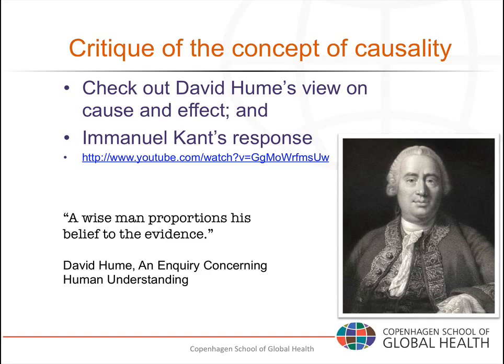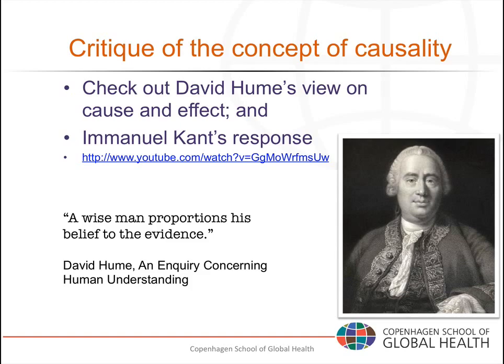highlighting the critique of David Hume, his view on cause and effect, where he essentially says that we cannot prove causality, but we are always misled by the temporal relationship. Just because one follows the other, we often assume causality. But Immanuel Kant then also in the 18th century formulated a response. It's worthwhile checking out those philosophers, especially David Hume. Can be quoted with a lot of interesting quotes. I pulled out one: a wise man proportions his belief to the evidence.